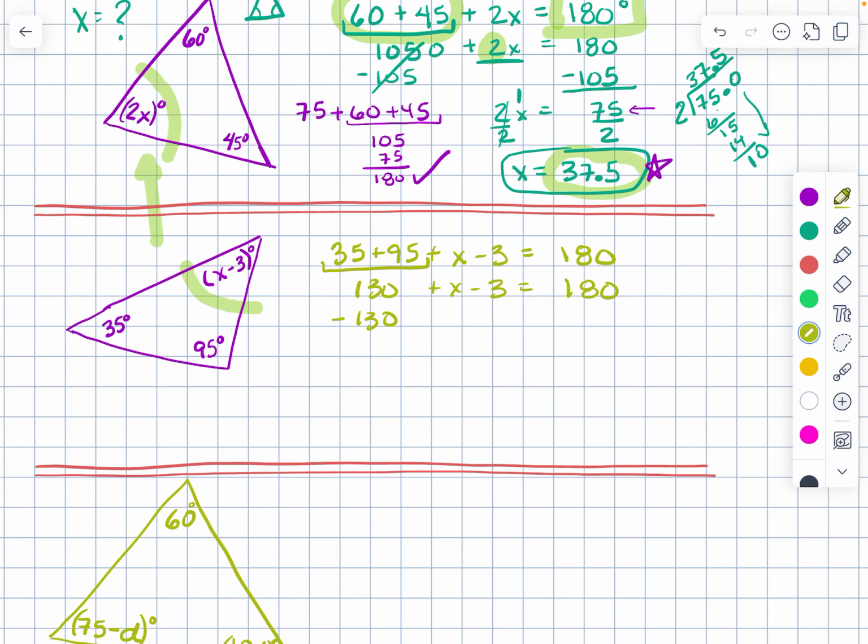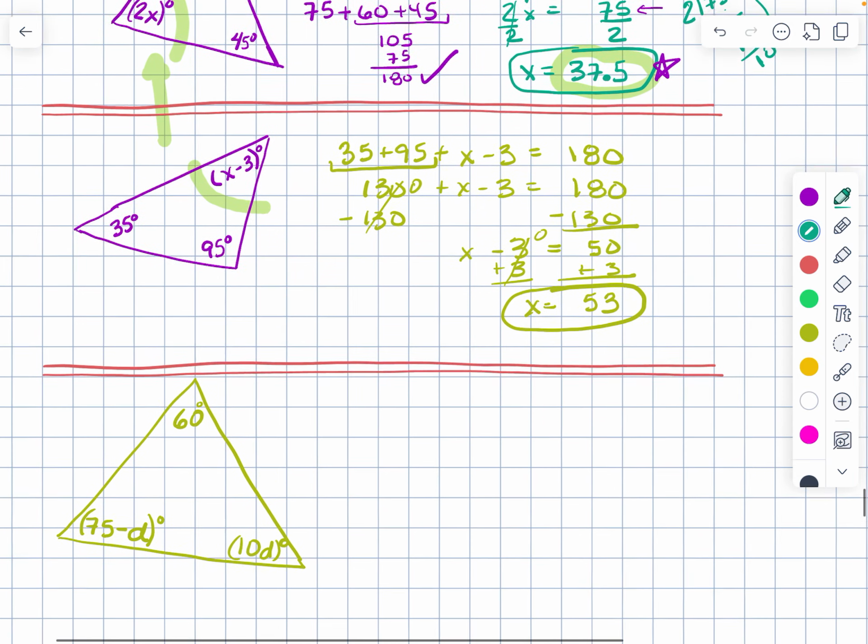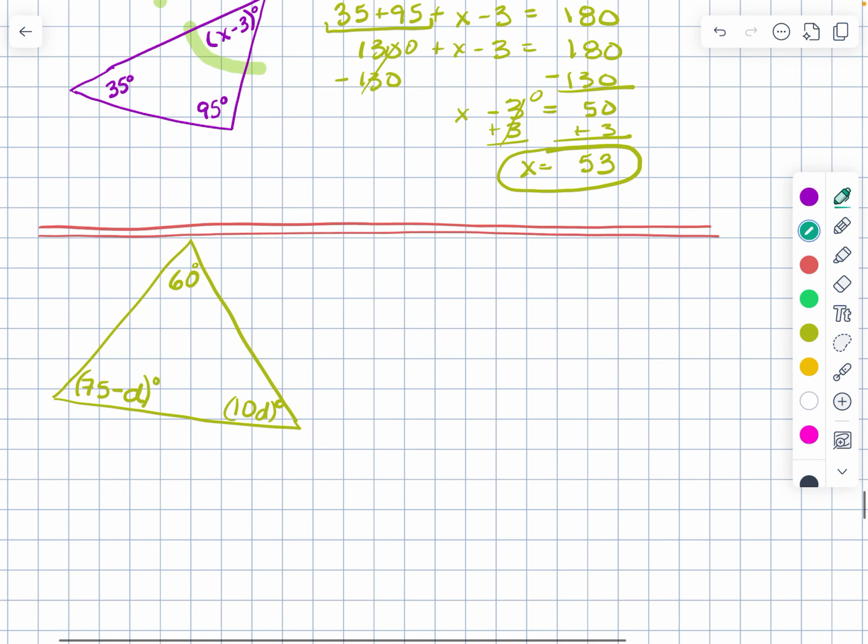Now I'm going to subtract 130 from both sides, and this yields 50. This is 0, and now I've got x minus 3 is equal to 50. Now I'm going to add 3 to both sides in order to get my x by itself. Negative 3 plus 3 is equal to 0, and 50 plus 3 is 53. So now x is equal to 53. And that is our answer. If we want to check it, well, you know what? I'm going to leave that to you to check it. Let me know if I messed up. Hopefully I didn't, right?